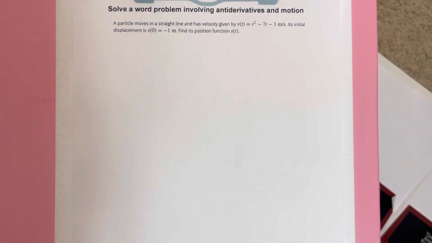In this video, we're going to solve a word problem involving antiderivatives and motion. It says a particle moves in a straight line and has a velocity given by v of t equals t squared minus 7t minus 1 meters per second. Its initial displacement is s of 0 equals negative 1 meters. Find its position function s of t.